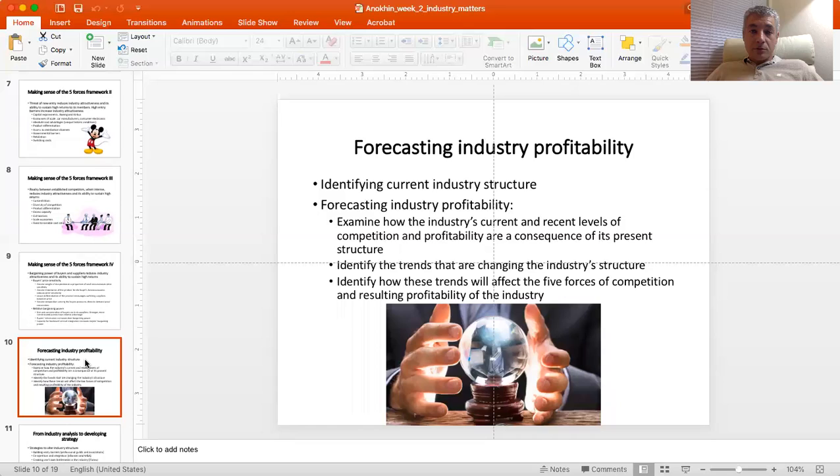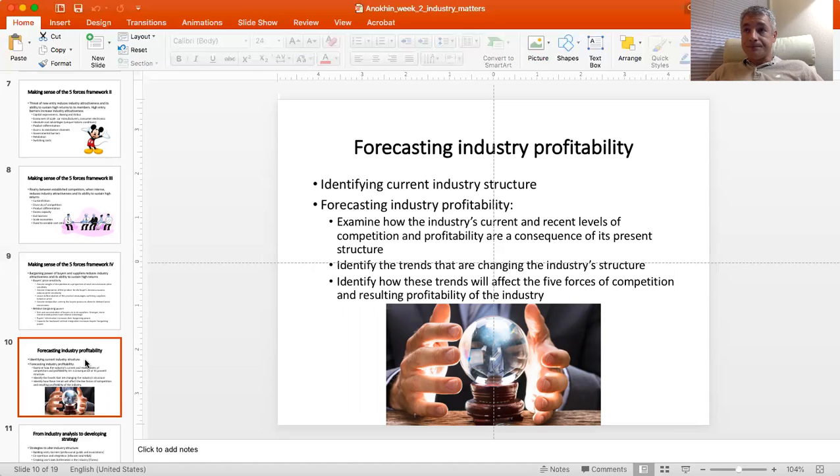And remember, when you talk about developing a strategy, you're always looking into the future. Strategic decisions always imply some long-term commitment. So you have to have an idea of where the industry might be a few years from now. You do that by first identifying the current industry structure. You identify how those forces are aligned. Then you look at the trends, right? You look at what happened recently, what's happening currently, and how current profitability is a consequence of the industry's current structure, where the trends are taking the industry structure, and what those trends mean to the 5 forces of competition and result in profitability of the industry.